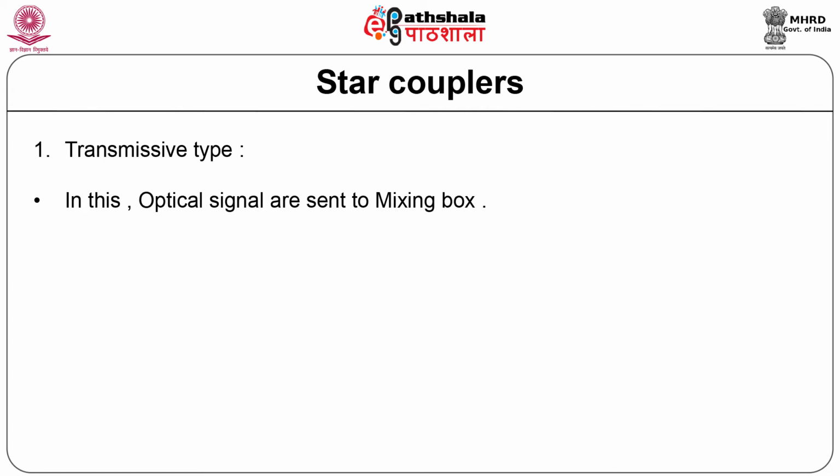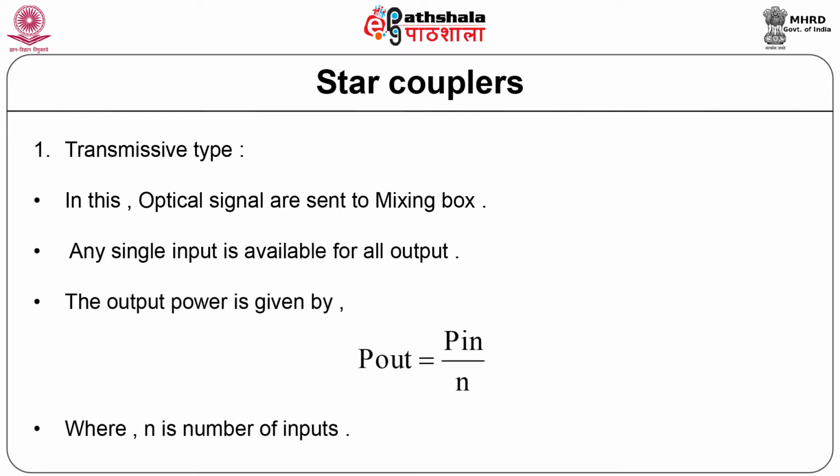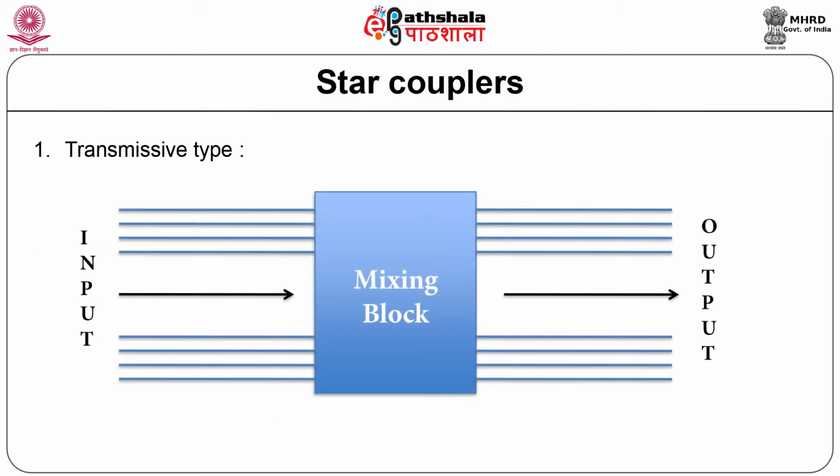In this, optical signals sent into the mixing block from any single input fiber are available at all output fibers. The number of input fibers is the same as the output fibers. Power is evenly distributed. Thus, output power P out is equal to input power P in upon N, where P out is the power at the single output fiber. The figure shows the block diagram of the transmissive type star coupler.